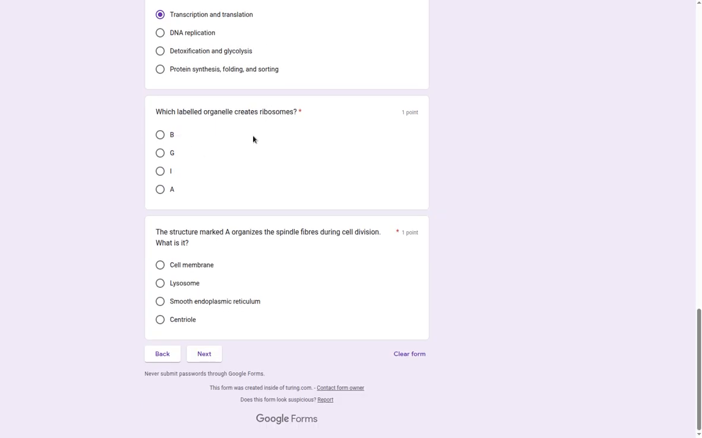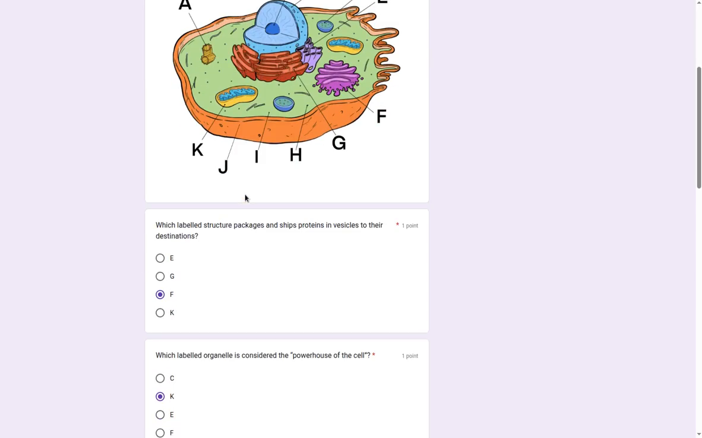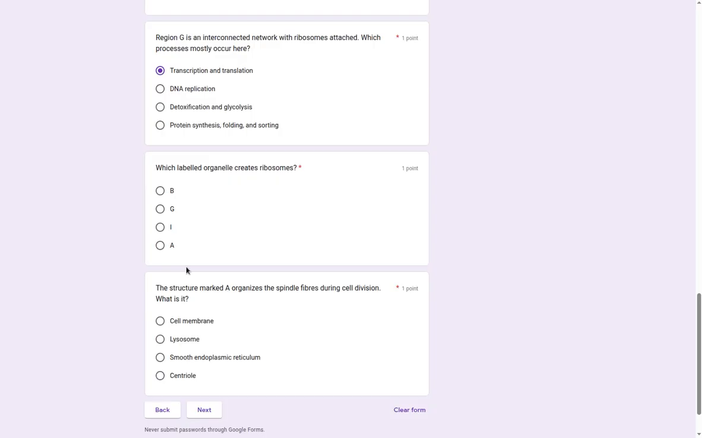Which labeled organelle creates ribosomes? Okay. Which labeled organelle creates a ribosome? I have no idea what a ribosome is. We have to see. I have no idea. Let's go with B.